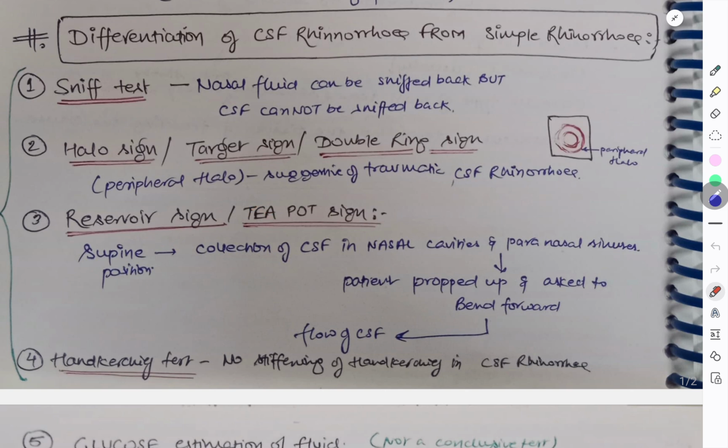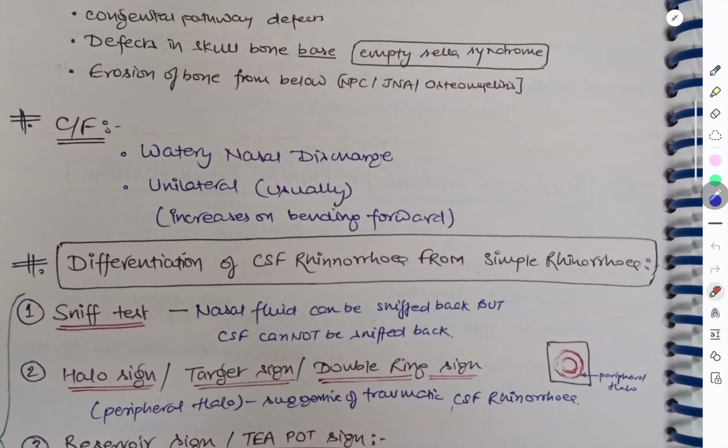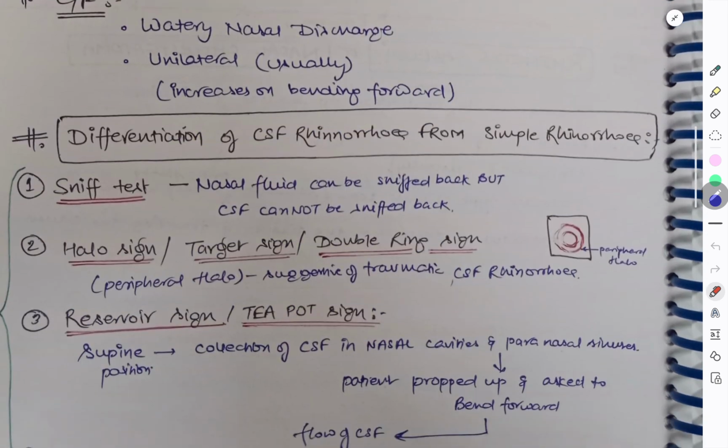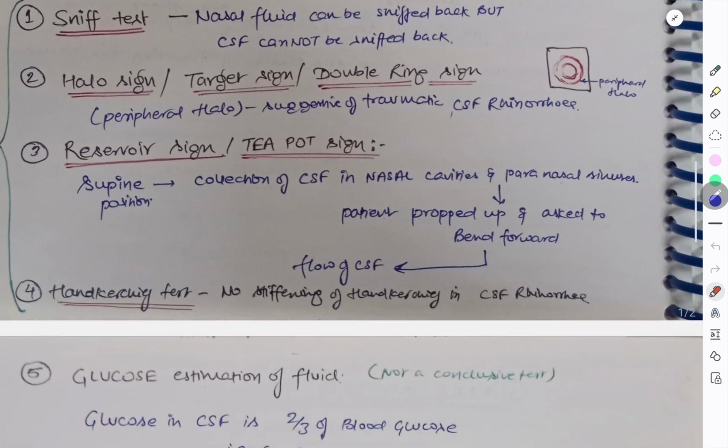Coming to the reservoir sign, I have already said that discharge increases on bending forward. So here we have the reservoir sign or teapot sign. Suppose this is CSF from the brain, and more secretion will come from the nose on bending. In the supine position there is collection of CSF in the nasal cavities and paranasal sinuses. When the patient is propped up and asked to bend forward, there is flow of CSF. That is called the reservoir sign or teapot sign.